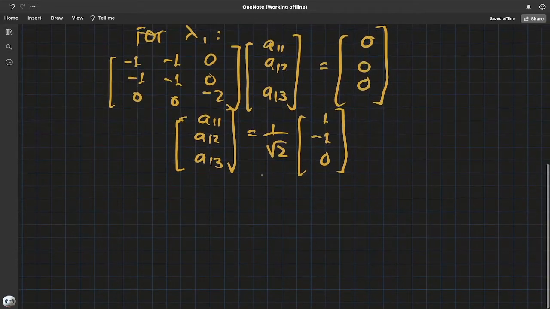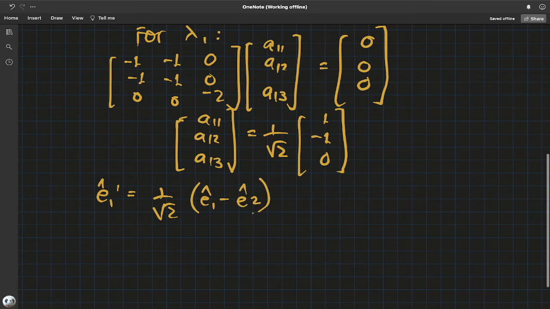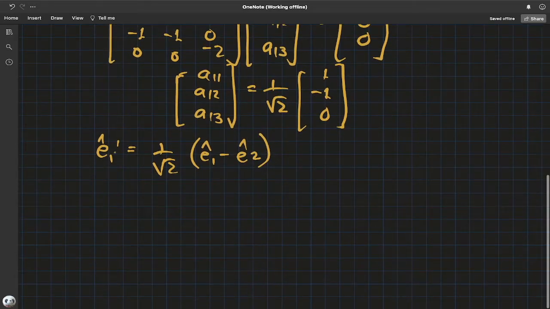So we need to basically divide by the norm of this entire vector. E1 prime therefore becomes 1 over square root of 2 times E1 minus E2. This is the new basis expressed as a linear combination of the old basis. Now for lambda 2 equal to lambda 3 equal to 10.